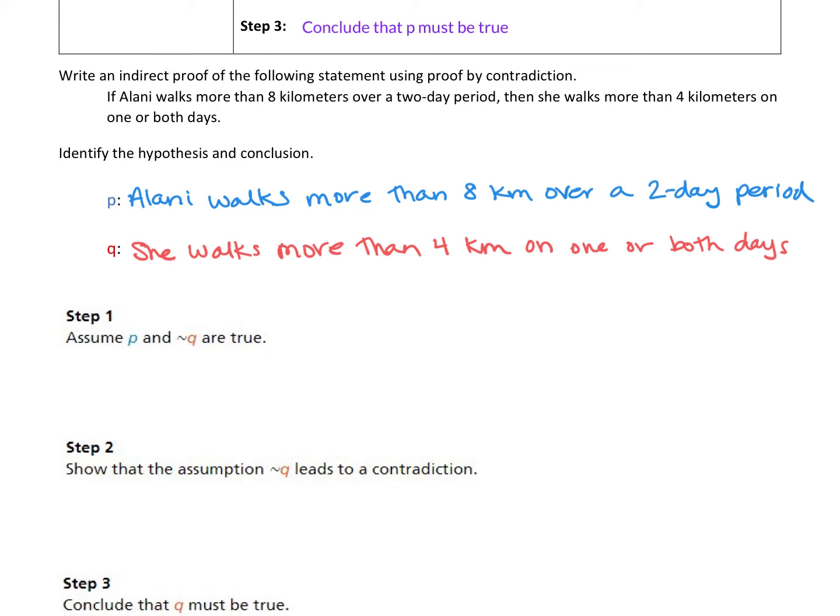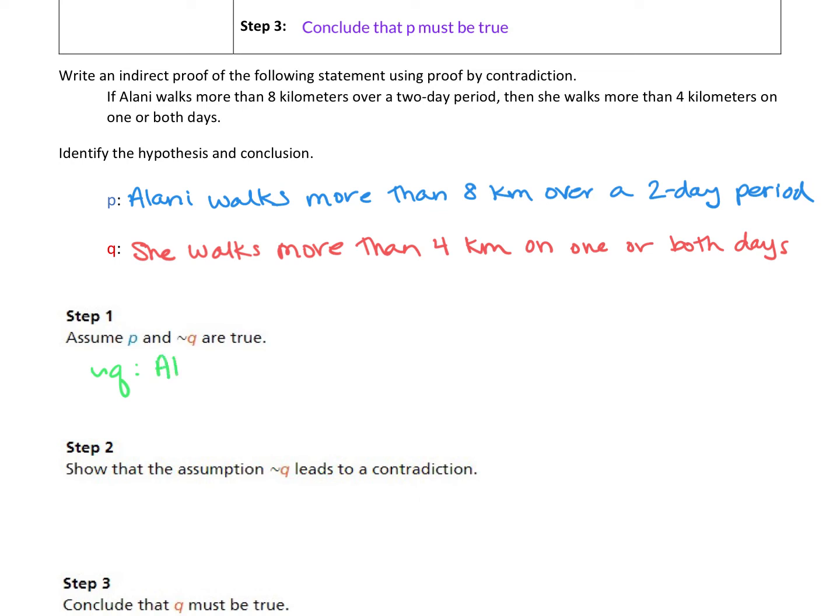So the first step in our proof by contradiction, we're going to assume P, that she walks more than 8 kilometers over a 2-day period, and not Q are true. So why don't we write in what not Q is? So not Q would be Alani does not walk more than 4 kilometers. So we're taking our Q statement right here and we are negating this.